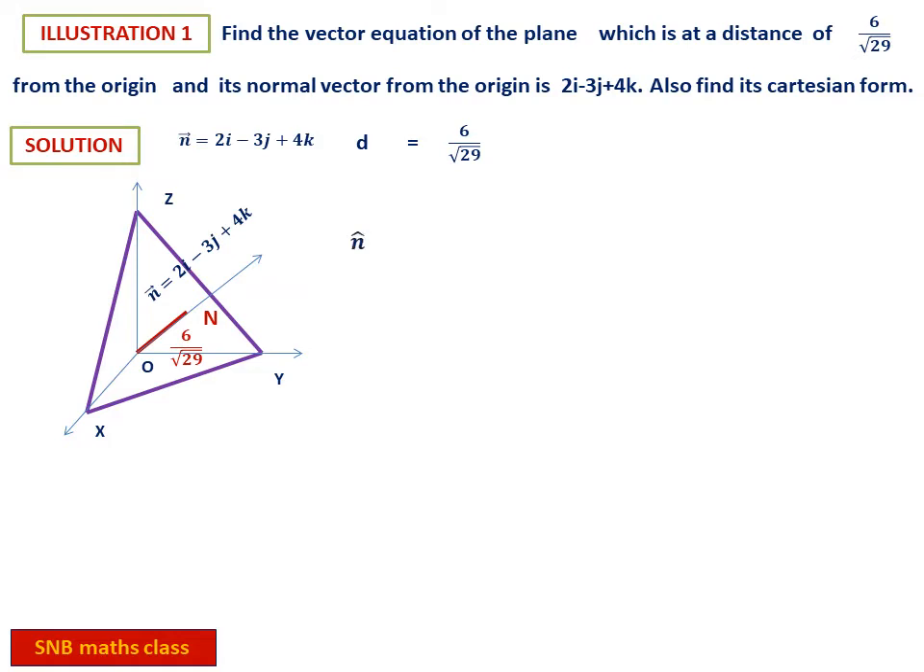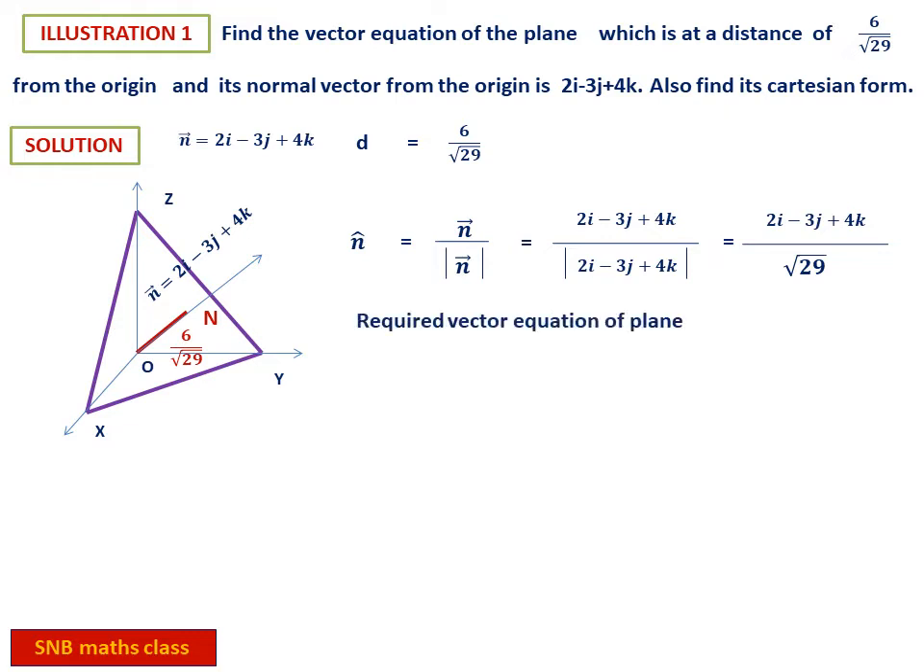So, what we need is unit normal. Therefore, what you have to do? N divided by magnitude N. You know this one. So, how to find the unit normal? So, 2i minus 3j plus 4k divided by magnitude of the same vector. So, simplify. You get 2i minus 3j plus 4k divided by square root of 29. So 2 square plus 3 square plus 4 square under square root. Therefore, N we know, D we know. Therefore, we can find the equation.